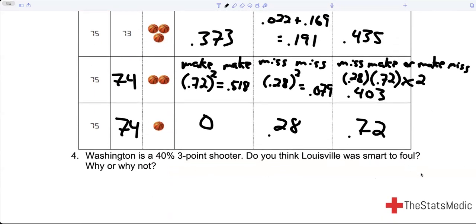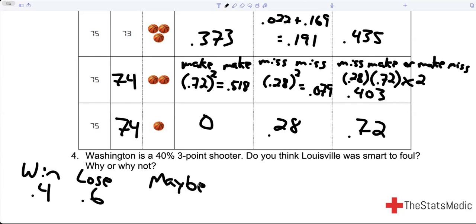Washington is a 40% three-point shooter. Do you think that it was smart to foul? Okay, so should they just let him shoot the three-pointer and see if he makes it? Well, if so, what's the probability that they win? It would be 0.4. What's the probability that they lose if they don't foul? Then it would be the complement of that, which would be 0.6. So I said, was it smart to foul? Maybe.